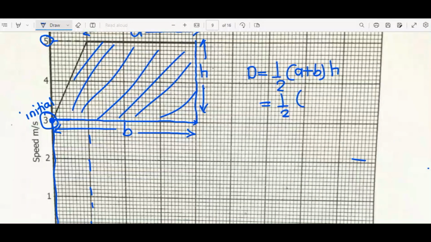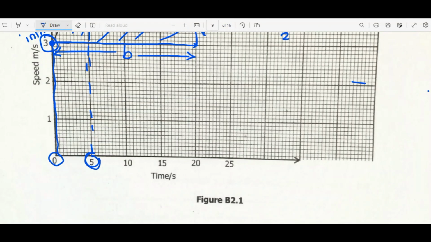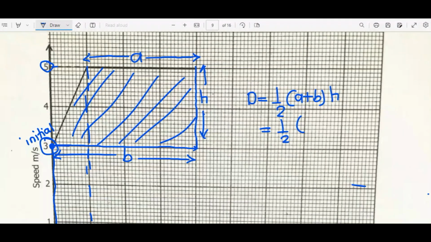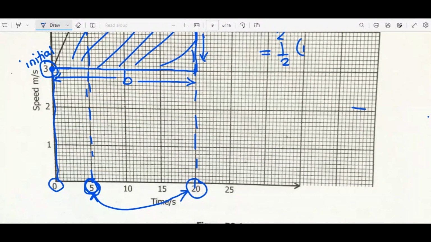So half, what's our A? For A, we need to move on the x-axis. So we are reaching the x-axis at 5. Now we go back. The line A is ending at this point. So if we draw, where are we reaching the x-axis? We are reaching the x-axis at 20. So we need to find the difference between 5 and 20. So the difference is 15. You just say 20 minus 5. So our A is 15.